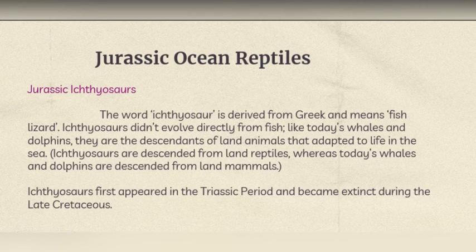Ichthyosaurs are descended from land reptiles, whereas today's whales and dolphins are descended from land mammals. Ichthyosaurs first appeared in the Triassic period and became extinct during the late Cretaceous.